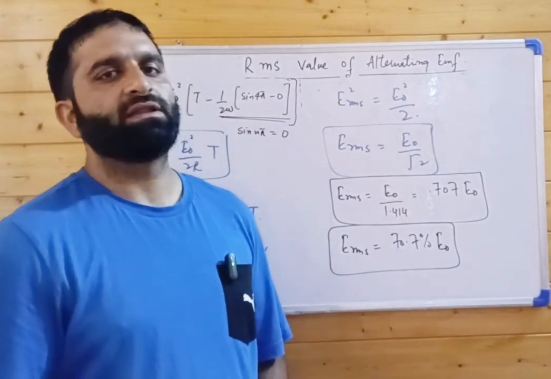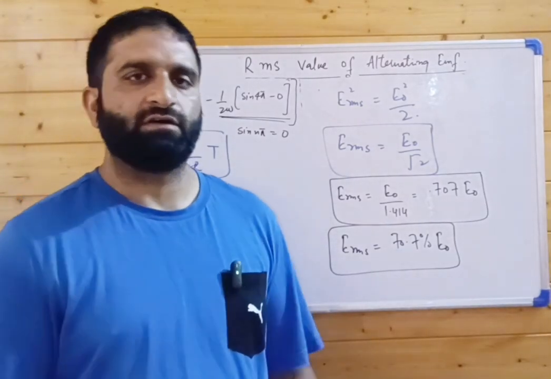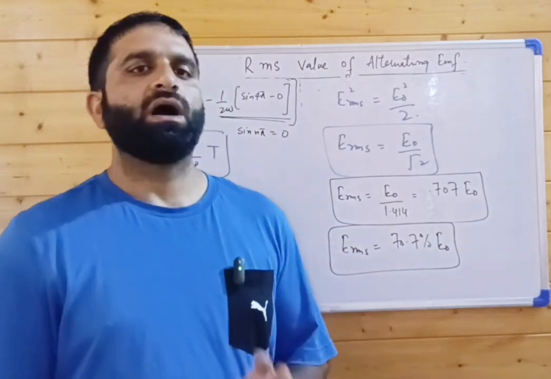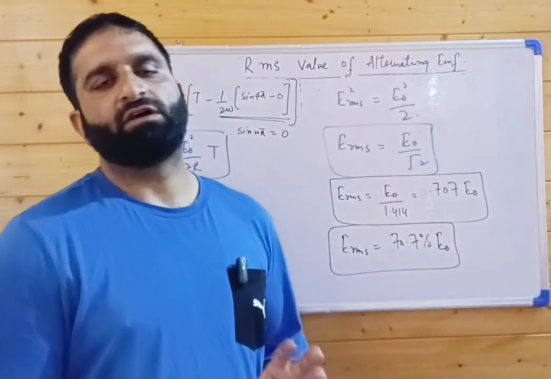So, remember one thing, the mean or average values are defined for a half cycle, and the RMS values or the root mean square values or the effective values are defined for a full cycle.